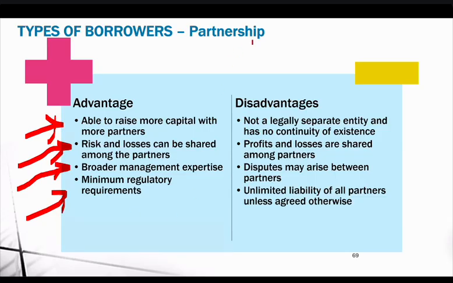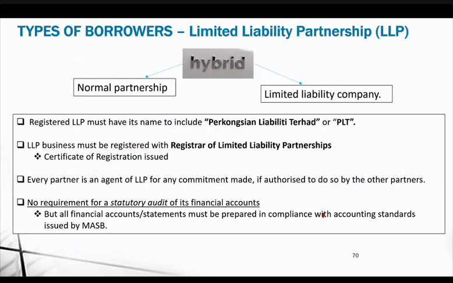Disadvantage here is it's not a legally separate entity, profits and losses are shared among partners, disputes may arise, and I've seen that firsthand, and unlimited liability on all partners unless otherwise agreed. And here, partnership needs 70, 71, they like to test it in the exam. In Bahasa, they call it Perkongsian Liabiliti Terhad. If you do a CCM search and you see a company named PLT, you know right away it is an LLP.